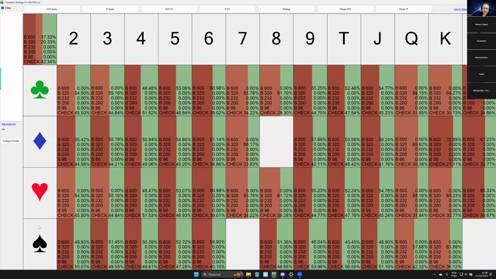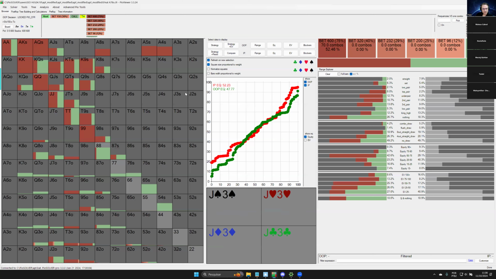Let's take a look at some of the turns. Let's take a look at the 10 here, the 10 of clubs. What are some patterns you can see here, guys? What are some patterns we can recognize here?